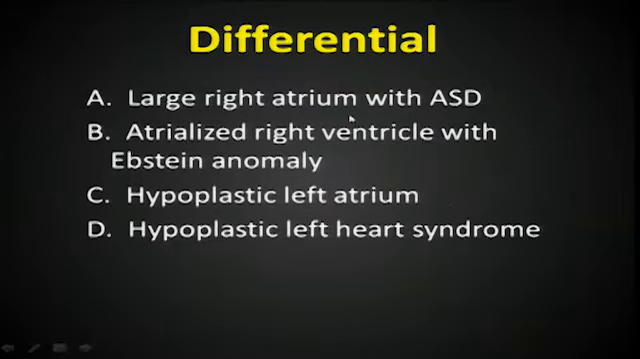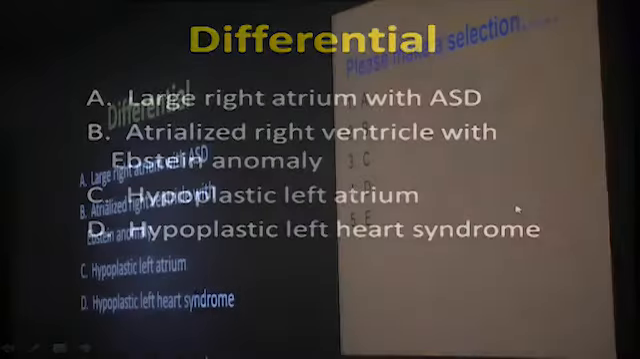Just a large right atrial septum with an ASD, atrialized right ventricle with Epstein's anomaly, hypoplastic left atrium, or hypoplastic left heart syndrome. So was the right side big or is the left side small? And Jill was telling you that the size of the heart should occupy about 1/3 of the chest. How much of that chest was occupied with heart? Greater than 50%, so that heart is enlarged. A, B, C, or D?